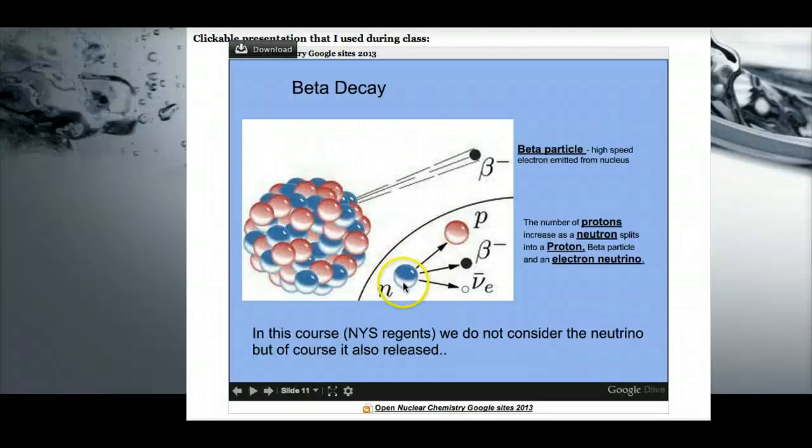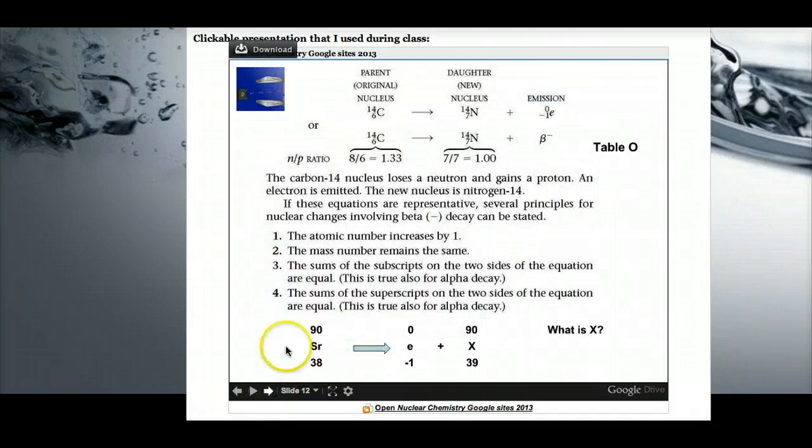Okay, and here is a nice little description. Neutron splits into a proton, a beta particle, and there's that neutrino that I talked about. Don't worry about that. Okay? Now, this is just showing you exactly how the nucleus corrected itself. Don't worry about that. And if you look down here, I have strontium 90, 38.